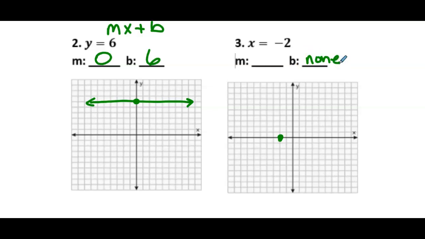Do I have a slope? Do I have a rise over run? I don't. So this is going to be undefined. Remember, all of our slope intercepts are always y equals. Okay? So this is undefined. So again, that was our vertical line. And now we're all set.